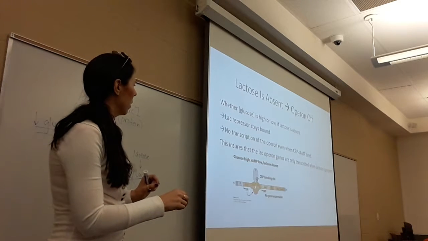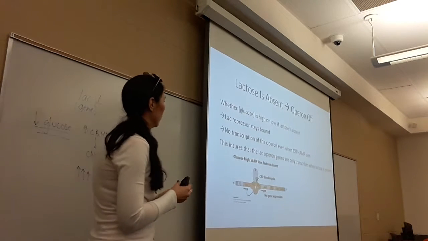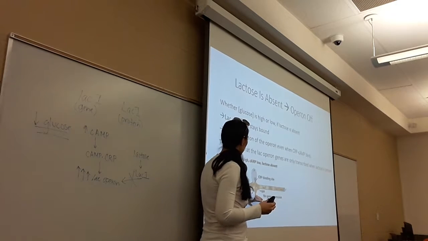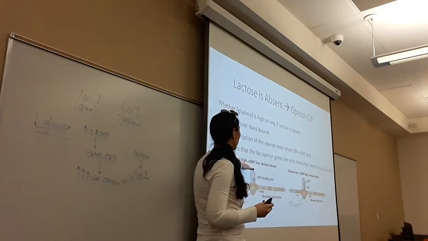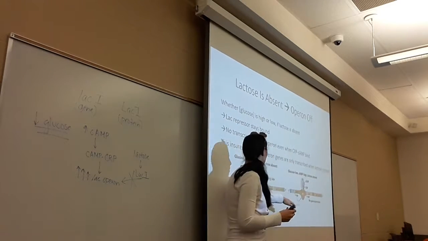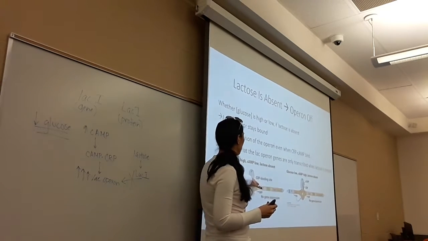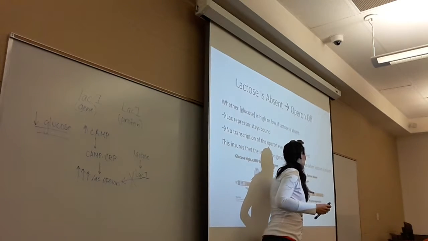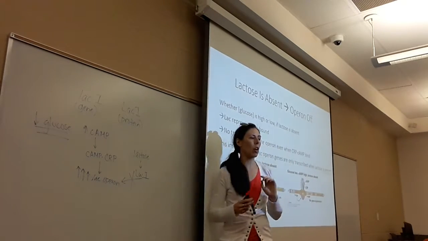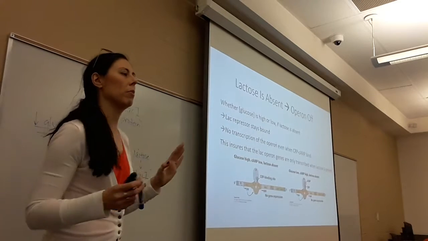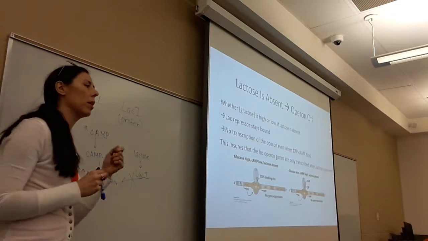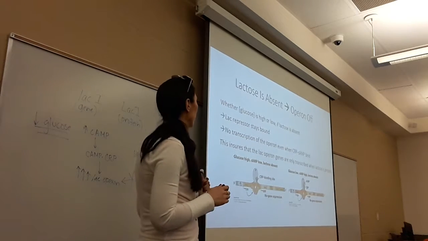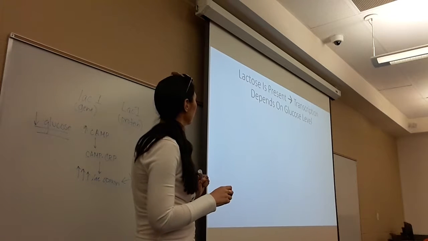So here's the repressor, no lactose around, still bound to the DNA. It doesn't matter if glucose is high or glucose is low, whether cyclic AMP CRP is bound or not. That repressor's on, so it's not going to transcribe those genes. That's why we call the repressor the on-off switch. With no lactose around, it's going to be off, and on if there's lactose.